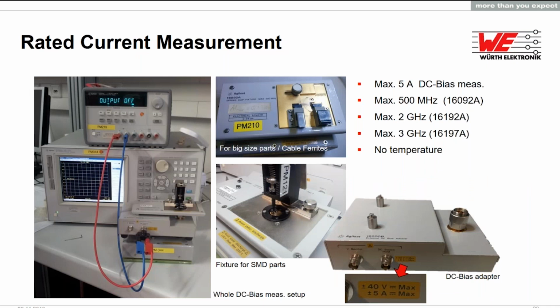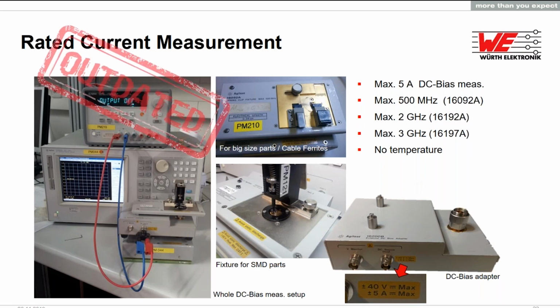Onto a measurement topic: the rated current. This is a typical setup to measure the impedance using an impedance analyzer. Here there are two fixtures. This fixture here can go up to 3 gigahertz, plus a DC bias adapter to put in your DC bias current. However, as you can see, this DC bias adapter is limited to 5 amps, so in all our datasheet information we can only show up to 5 amps. It is the same situation with the impedance, so everything is up to 3 gigahertz.